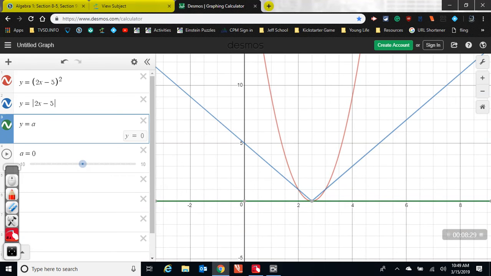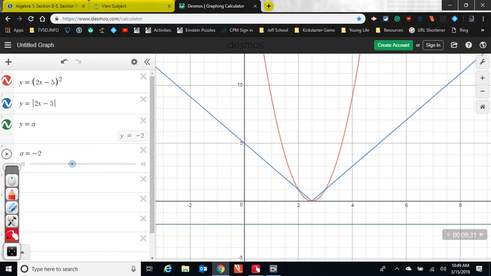What if I go further? What if I take a perfect square group or an absolute value group and set it equal to a negative? All right, now take a look. Where do my parabola or V-graph cross that green line? Well, they don't. They don't touch it at all. They don't cross the x-axis. They don't go into the negatives.